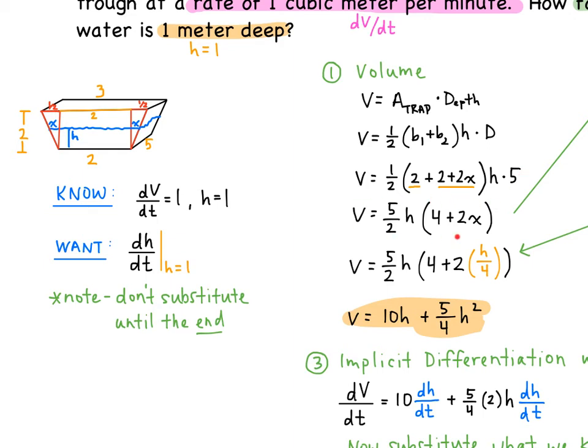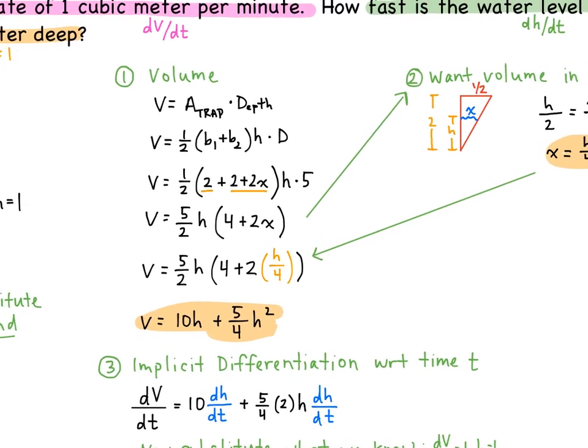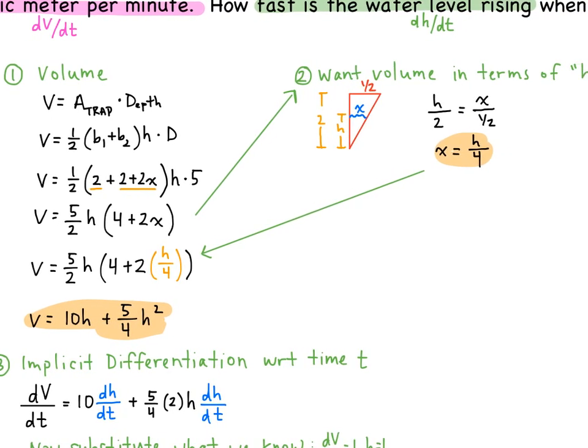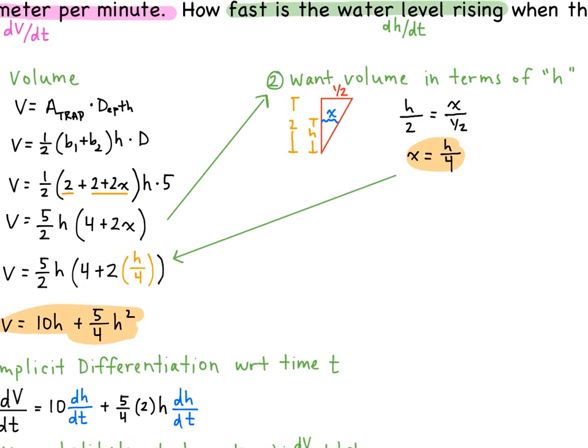So now we just clean it up. But the problem with the volume equaling 5/2 times the height times the quantity 4 plus 2X is we have 2 variables. We have H and we have X. We don't know what X is. So what we need is our volume in terms of H, because we do know what H is. So what we're going to do is zoom in on that red triangle, and I've already labeled it here.